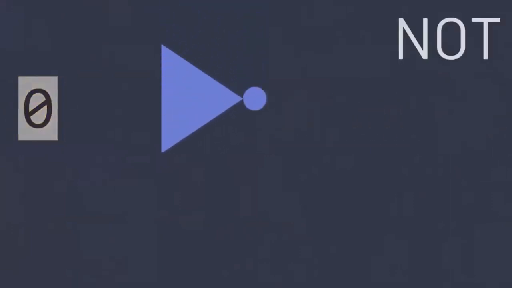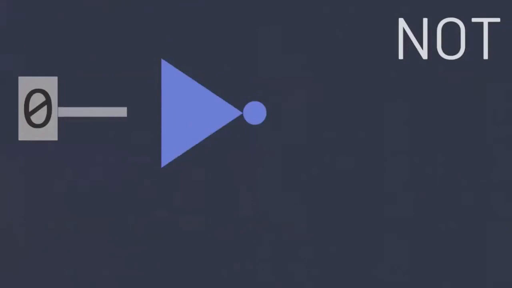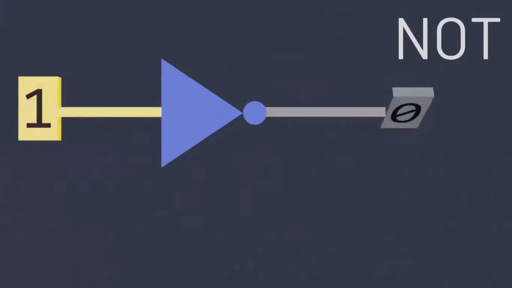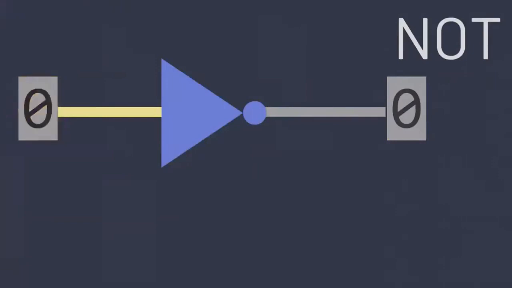One of the simplest logic gates is the NOT gate, represented graphically here. The NOT gate takes a single input, either a 0 or a 1, and inverts it so that the output is the opposite of whatever the input is. If the input is a 1, then the NOT gate outputs a 0. If the input is a 0, then the NOT gate outputs a 1.